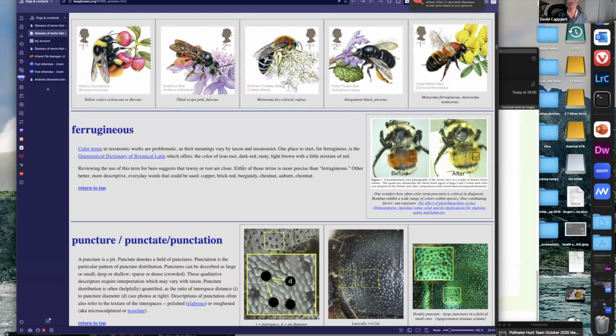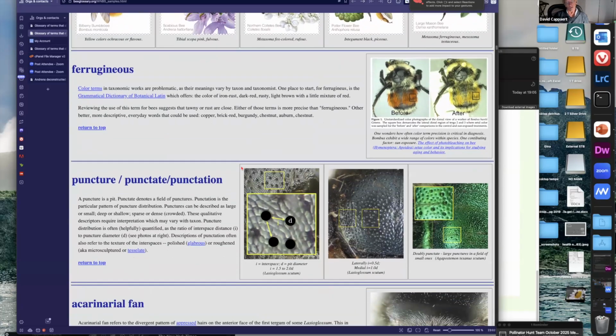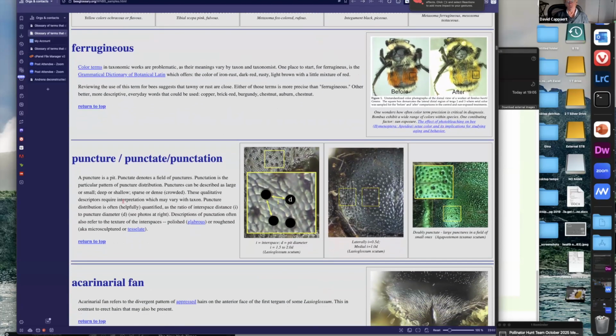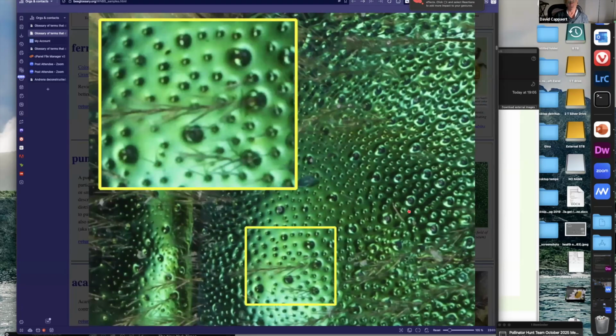Another one that needs some context and description relates to punctation. So, this is just standard, easy, straightforward. Here's these little divots in the scutum of a bee. And this is the case of doubly punctate. So you have large punctures and then all these littler ones.